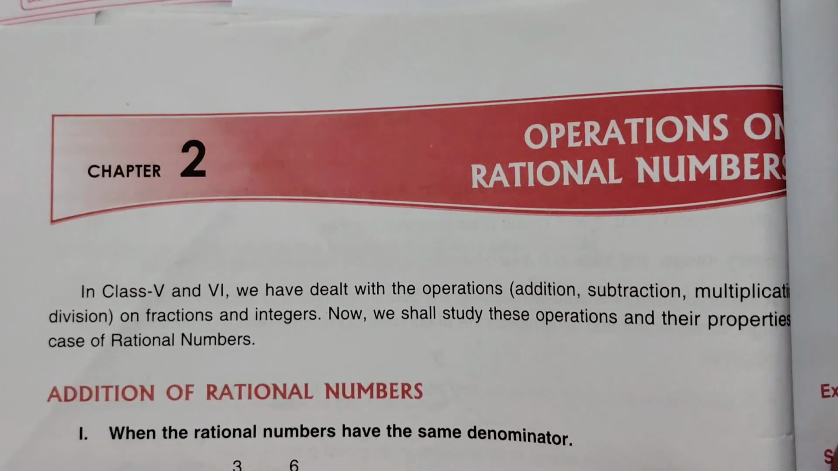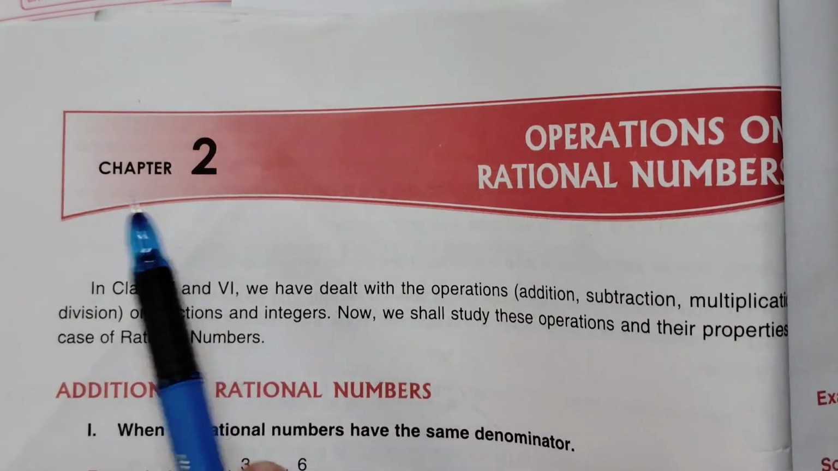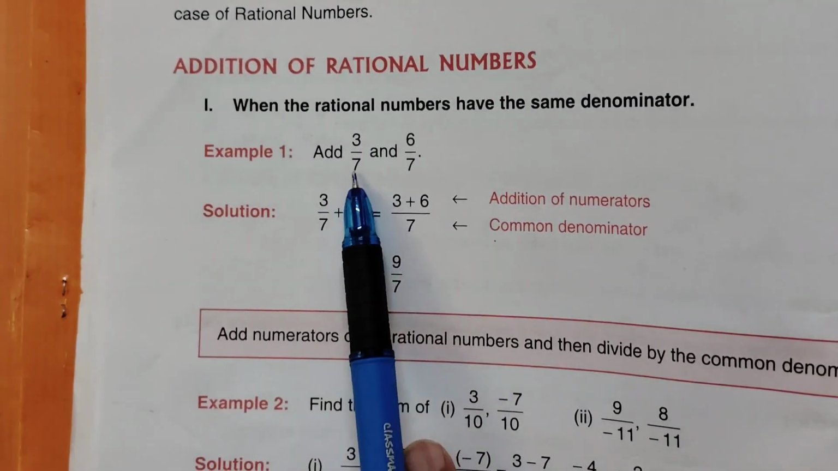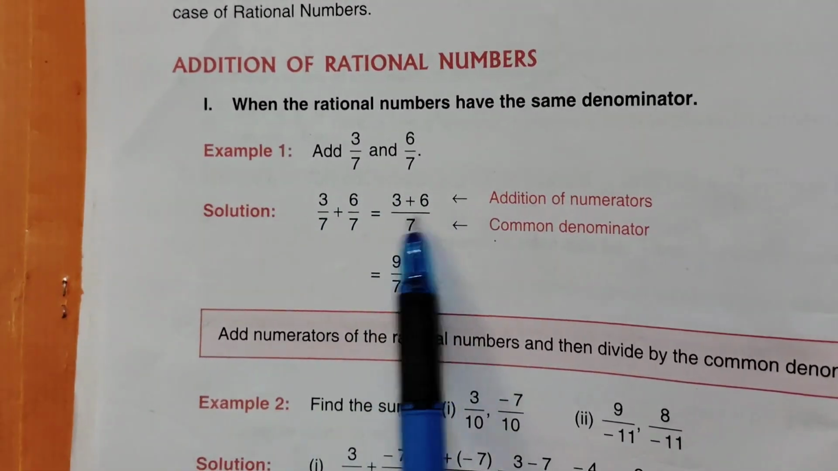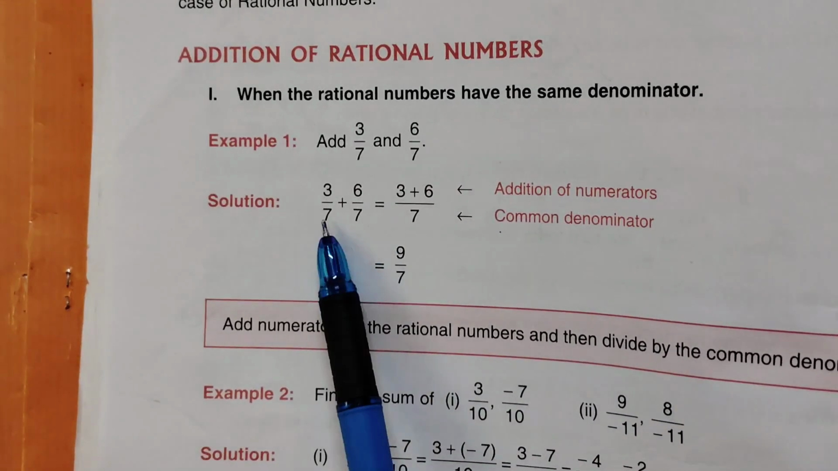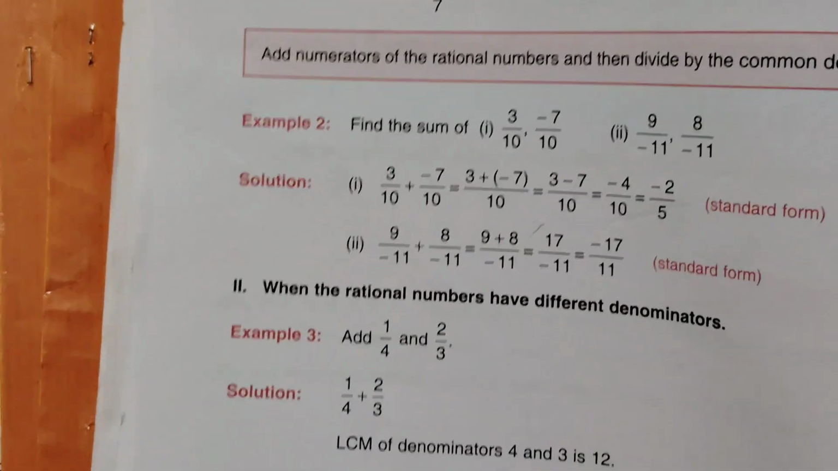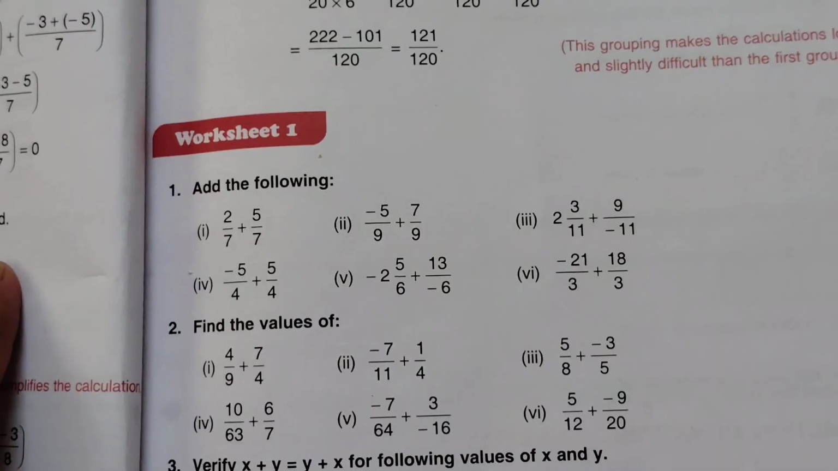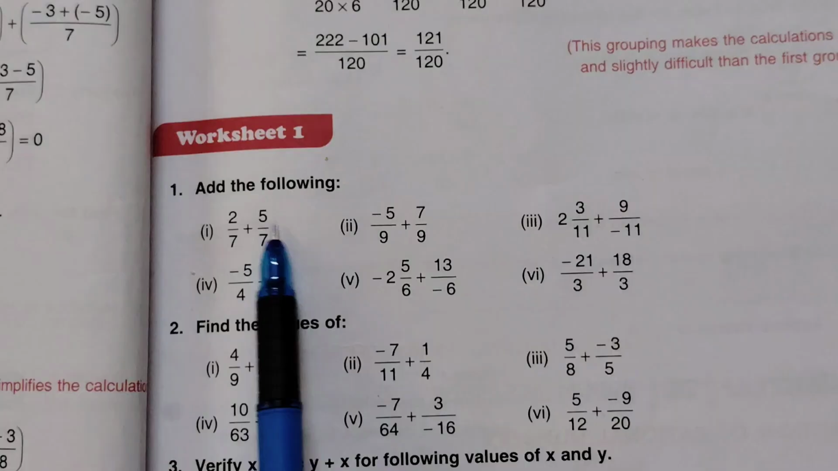Hello students, welcome. So now we are going to start chapter 2, operations on rational numbers. If we see in these examples, we have these rational numbers where we have to add or subtract them, same like taking equal denominators, then taking out LCMs. This we did last chapter. So we are directly starting worksheet 1.